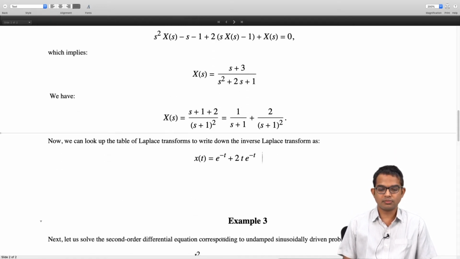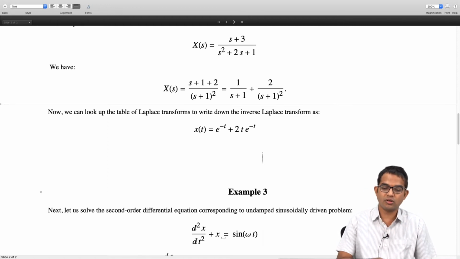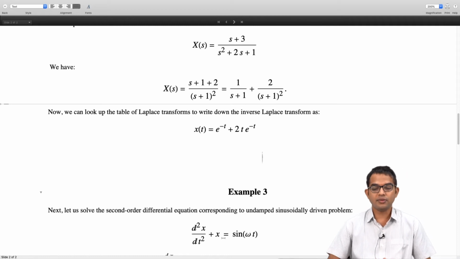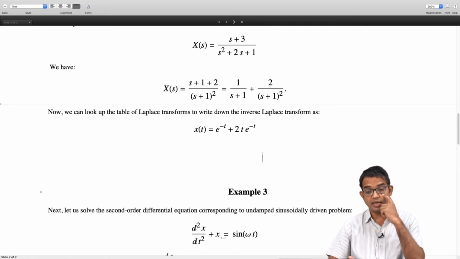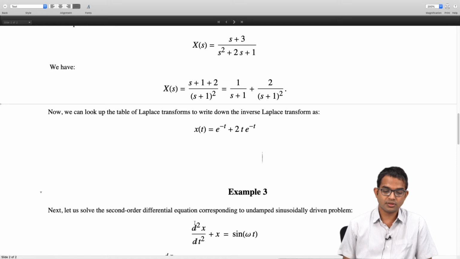Let's look at another example, where you have an inhomogeneous term. So this is in fact a problem which we have solved already. So suppose you're driving a system sinusoidally, there's an external force being applied. It's a sinusoidal external force of frequency omega, and your system is an undamped harmonic oscillator. On the left hand side you just have d squared x by dt squared plus x.